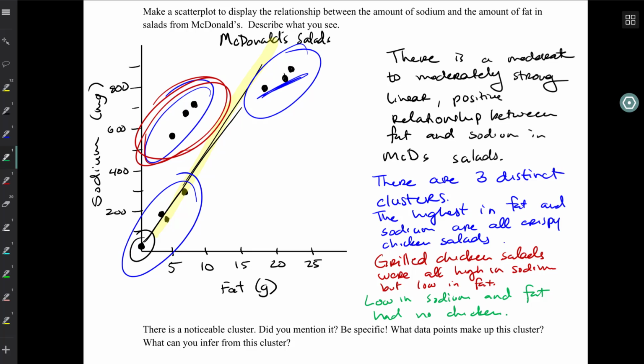Okay, so there we have it, describing strength, direction, form, and even things that are unusual, including clusters or outliers in our data set.